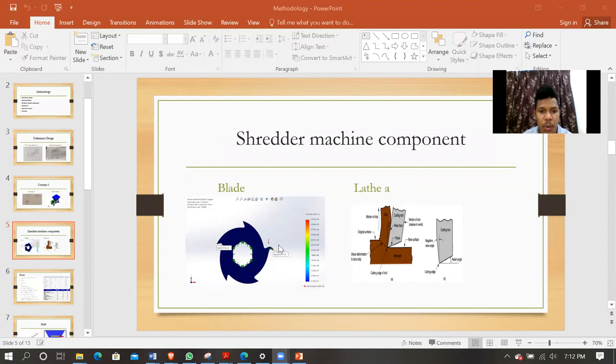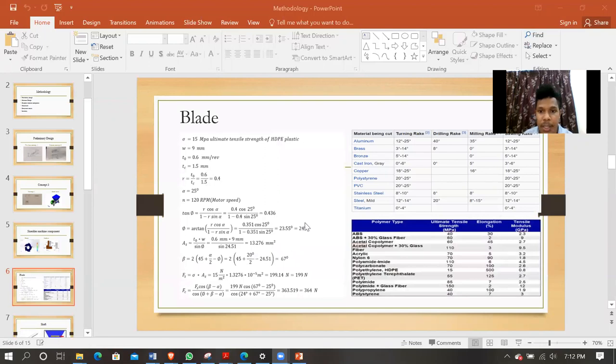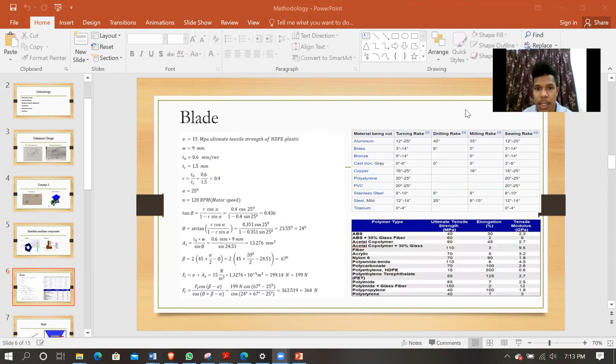The cutting force will be acting on the edge of the blade. For the HDPE material properties, we took the tensile strength. The tensile strength of the HDPE is 15 MPa, and the thickness of the HDPE to be cut is 1.5 millimeter. And we took the rake angle of our blade from these tables, polystyrenes, 20 and 25 degree rake angle. We took all those data and input them into the formulas we have been provided. Then we got 364 newtons, and 64 newtons acting on the edge of the blade.